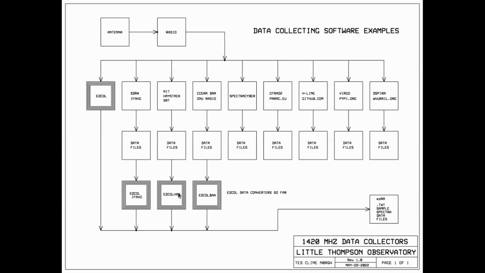I have made a format called ezRA.txt data files. EasyCol knows how to write to those directly. And I have written converters for several of these others, including SpectraCyber, that convert into that minimal format. What would that minimal format be? What's the smallest amount that you could collect that would be useful just to make the files smaller?